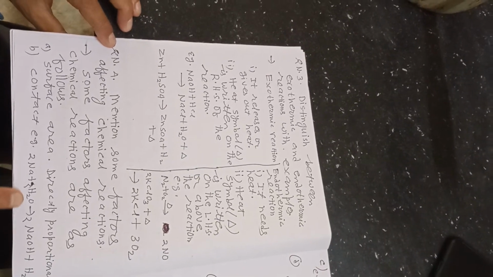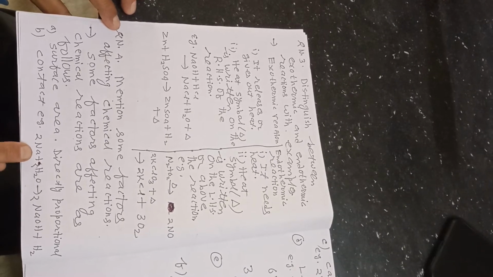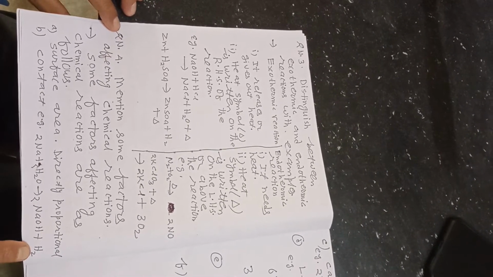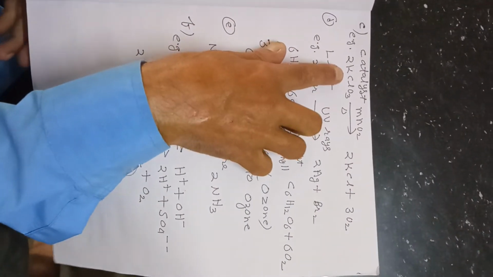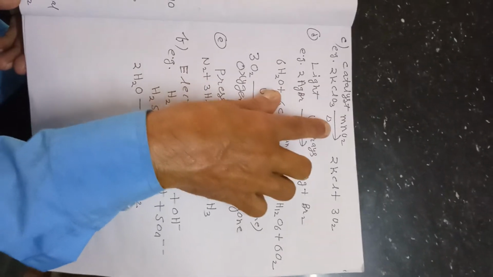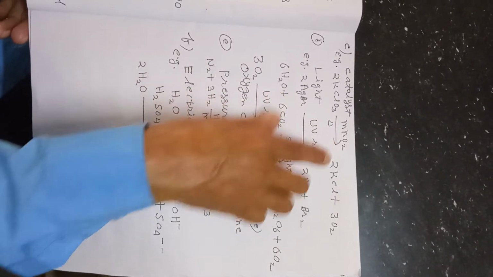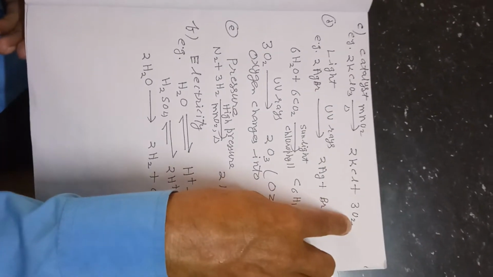B. Contact. By direct contact, some chemical reactions occur. Example: sodium plus water gives sodium hydroxide plus hydrogen gas. C. Catalyst. Potassium chlorate in the presence of catalyst manganese dioxide gives out potassium chloride and oxygen.